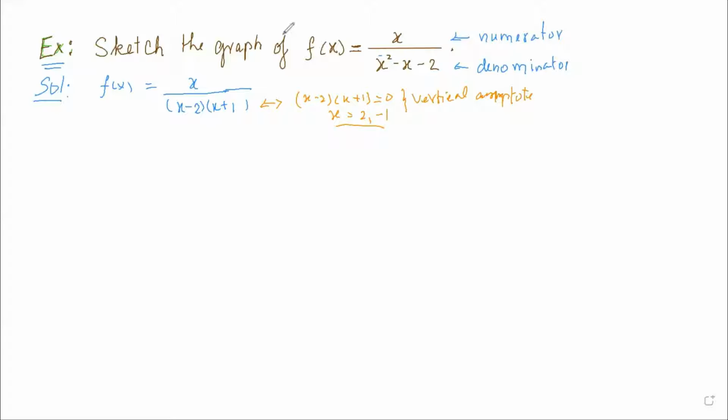Maybe next we find the horizontal asymptote. How? See from the numerator here. The power here is power 1. On the top, the numerator, the highest degree is x to the power 1, and the bottom one is what? It is power 2. So then we have the horizontal asymptote, which is y equal to 0.